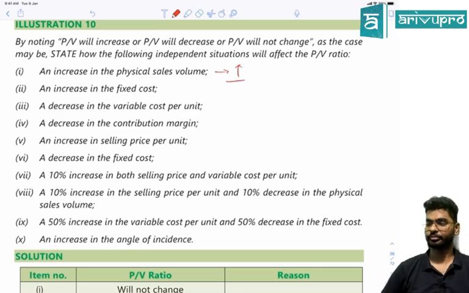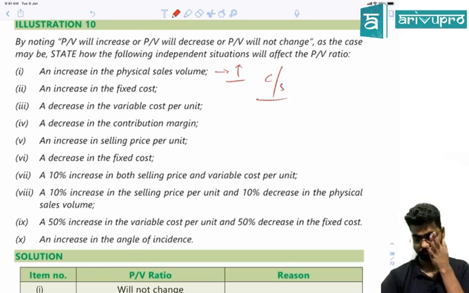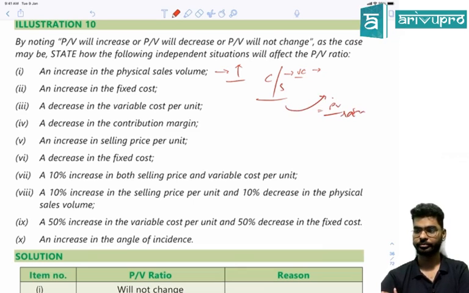Why? Because it is contribution upon sales. Contribution is dependent on variable cost. So therefore, since both are variable, even if the number of units increases, the PV ratio will remain the same. Does anyone have any doubt? Or should I explain this with numbers?